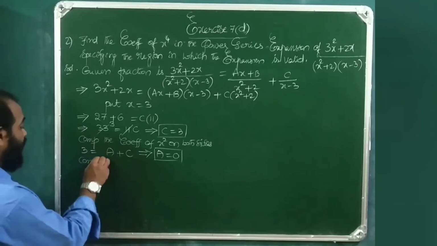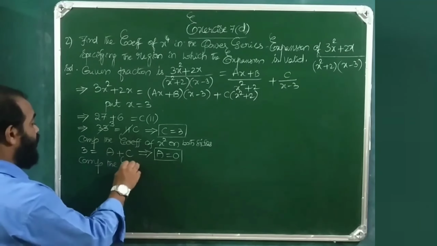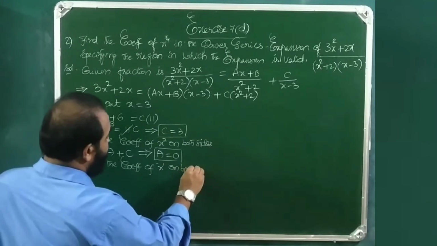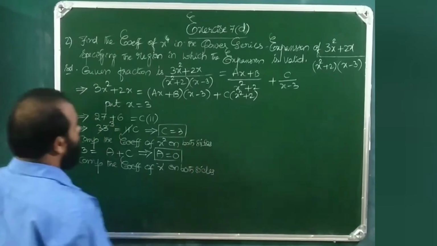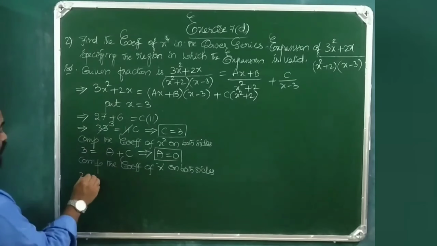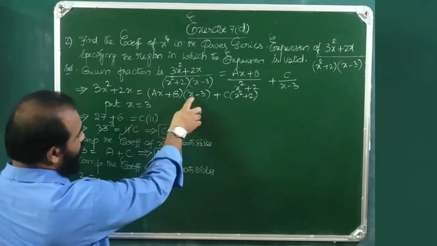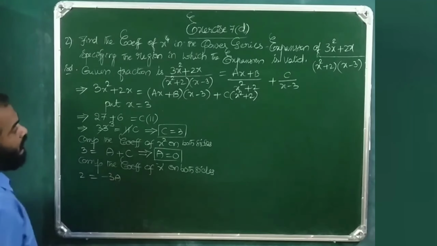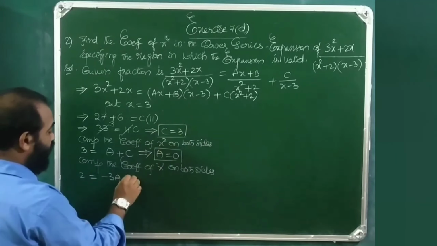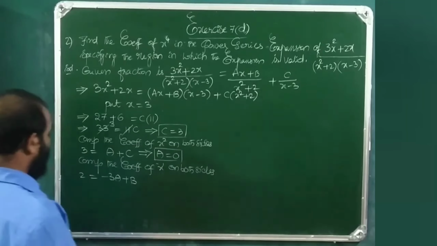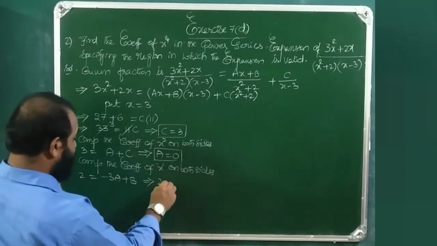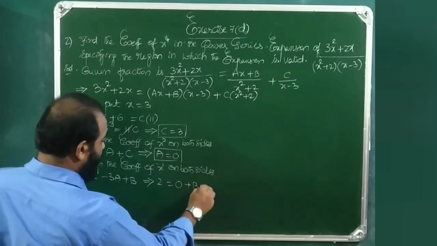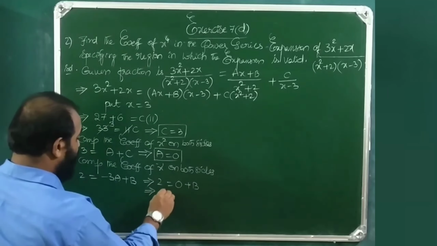Now comparing the coefficients of x on both sides. So here x coefficient is 2. Here ax into x, ax square minus 3ax. So x coefficient is minus 3a. Plus bx, x coefficient is b. So from this, 2 is equal to minus 3a, which is 0, plus b. So from this, b is equal to 2.